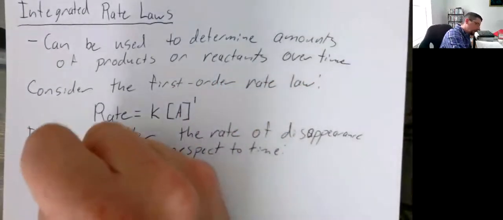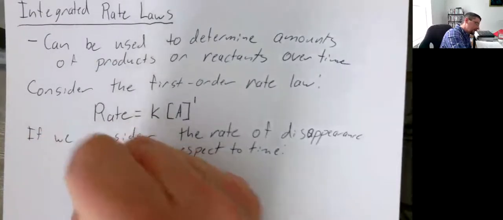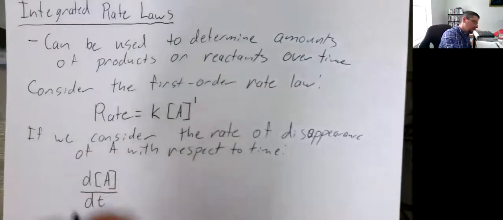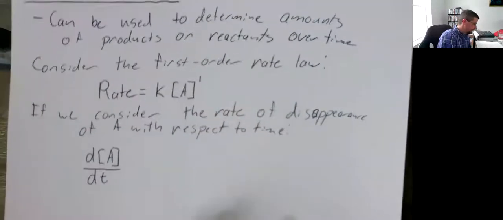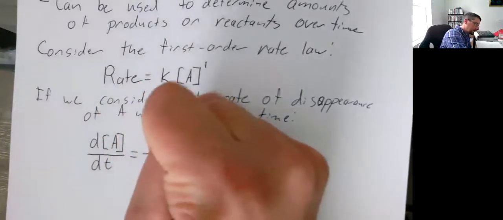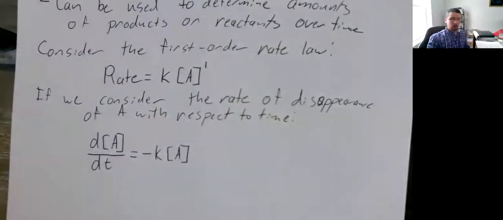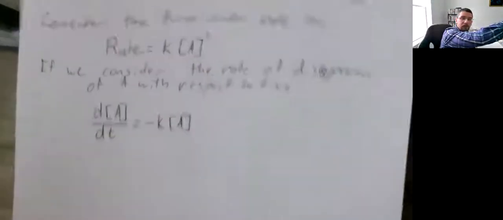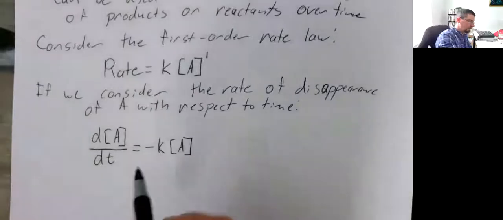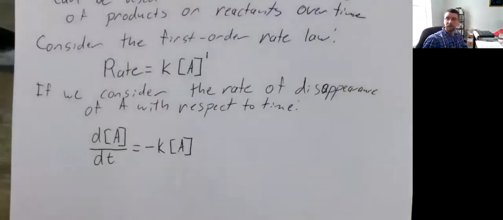Then we're going to change our rate a little bit. We're going to use some calculus. So we have the change in A with respect to time is equal to negative k times A. So we know that the concentration of A should be becoming less or more negative as time goes on, assuming A is a reactant. So it's negative due to the rate of disappearance because the species is disappearing.